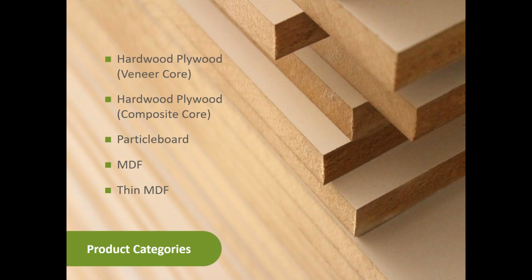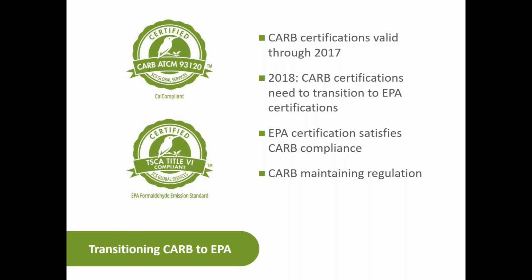In terms of product categories, nothing has changed in regards to the differences from CARB. EPA still recognizes the following product categories as requiring compliance for composite wood manufacturers: hardwood plywood veneer core, hardwood plywood composite core, particleboard, MDF, and thin MDF.